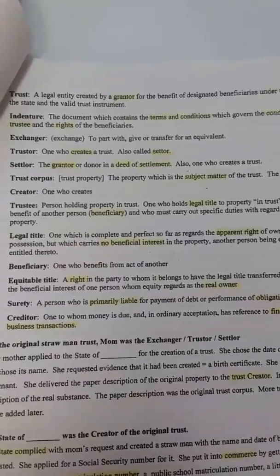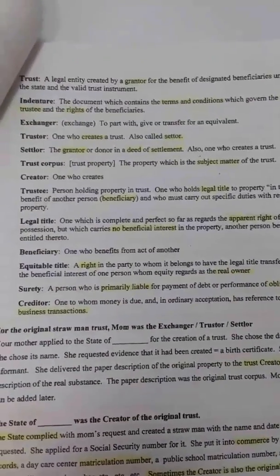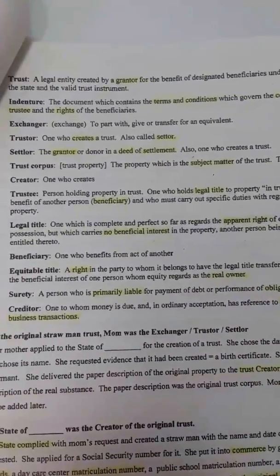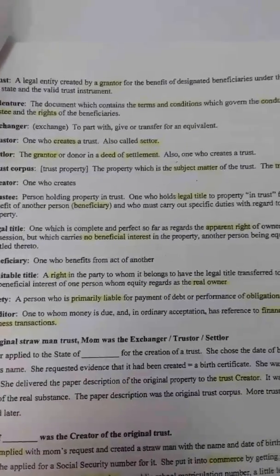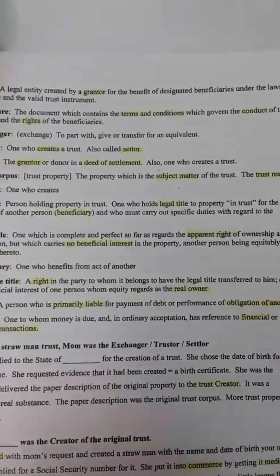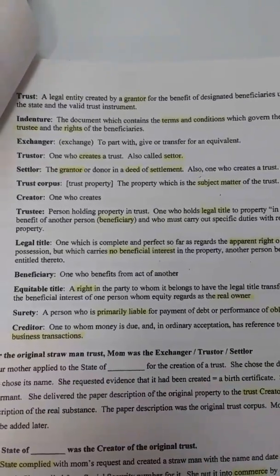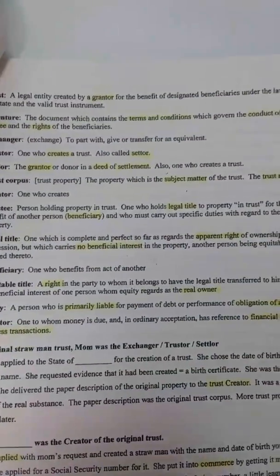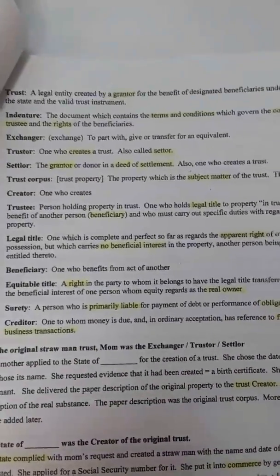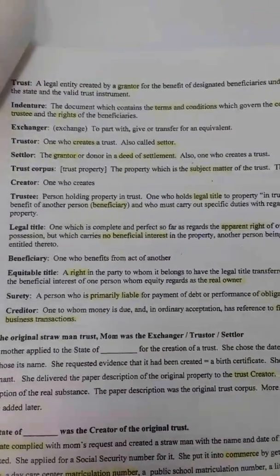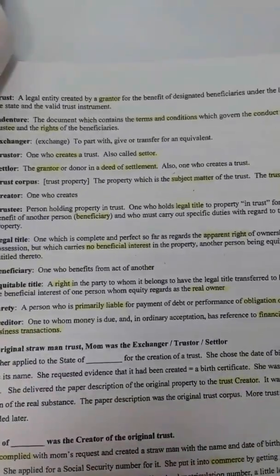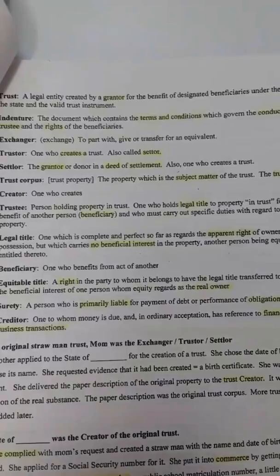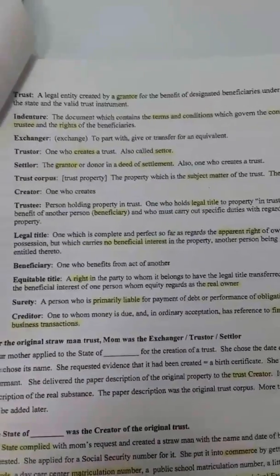It says creator: one who creates. Trustee: person holding property in trust. So it's not yours. You're holding it in trust. One who holds legal title to property in trust for the benefit of another person, the beneficiary, and who must carry out specific duties with regard to the property. See, there you go. So all you people that want to be trustees in your trust, understand the trustee is like an employee. Trustee, worker. Same thing. Now we're going to go into what legal title is.